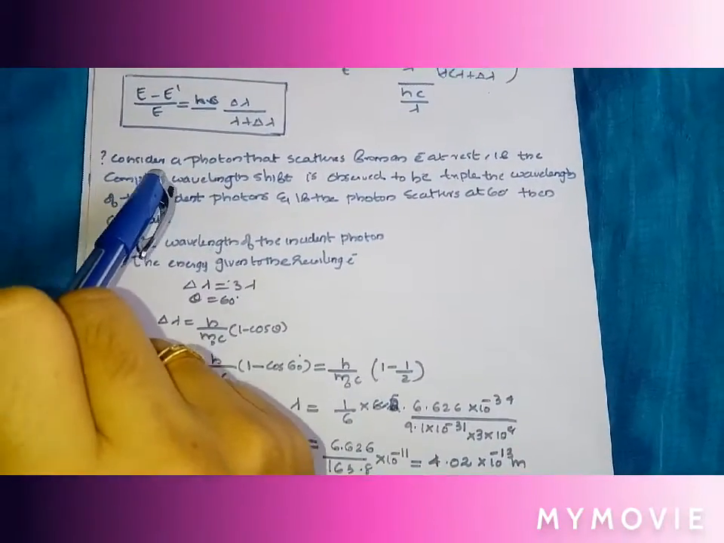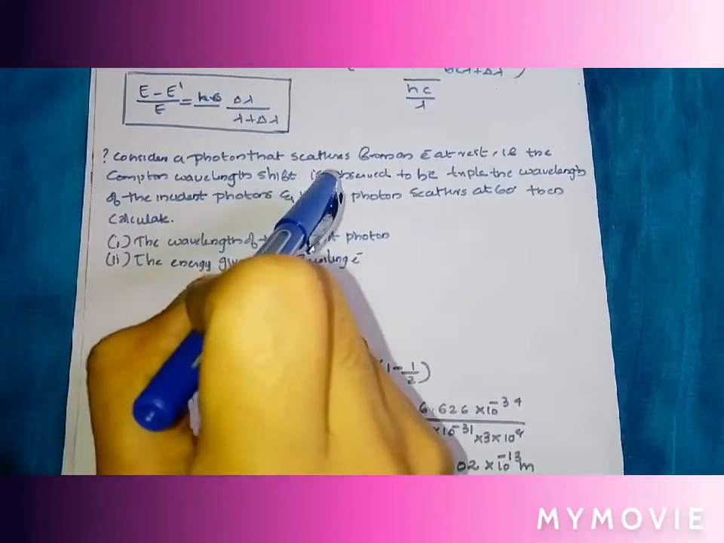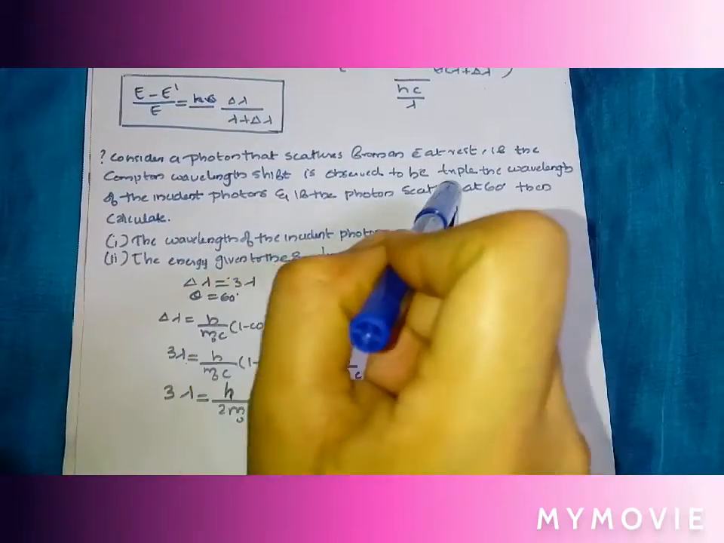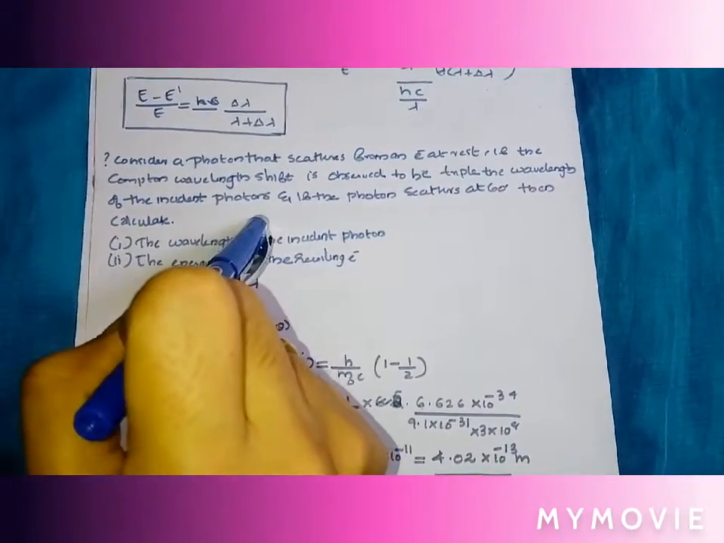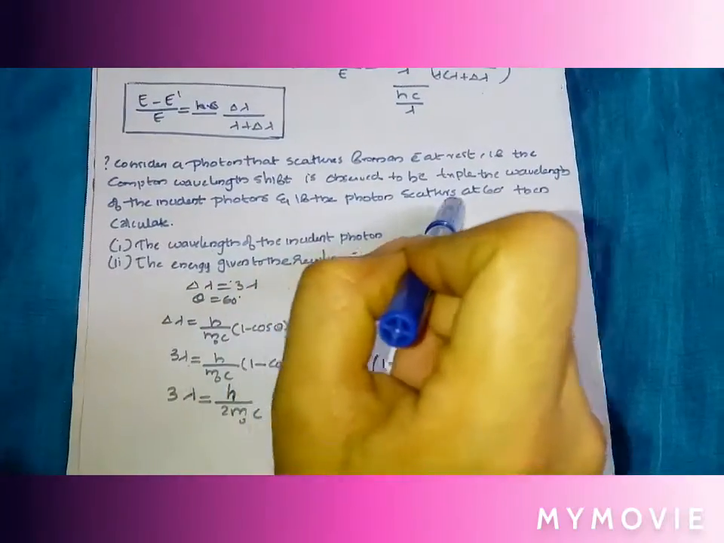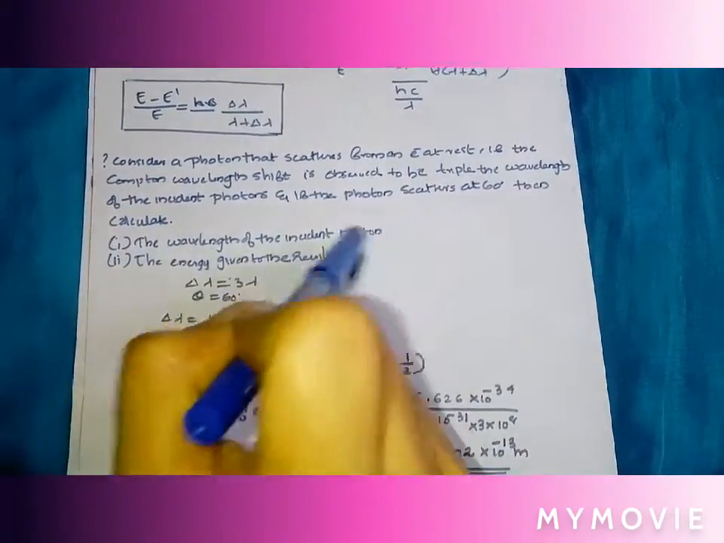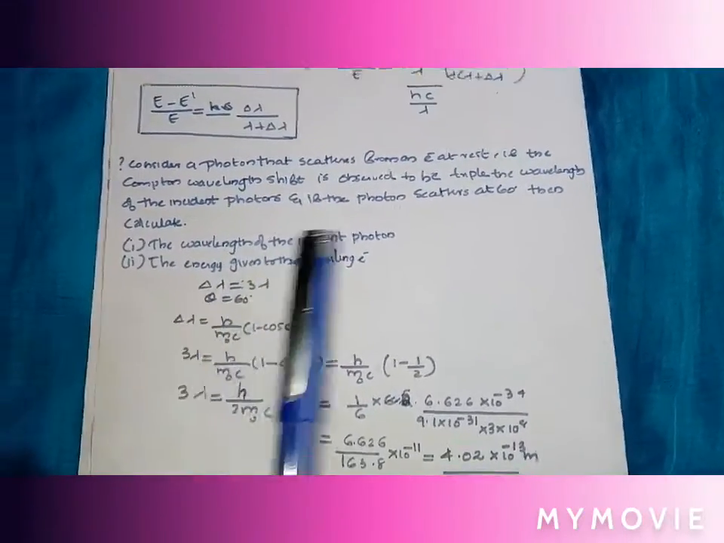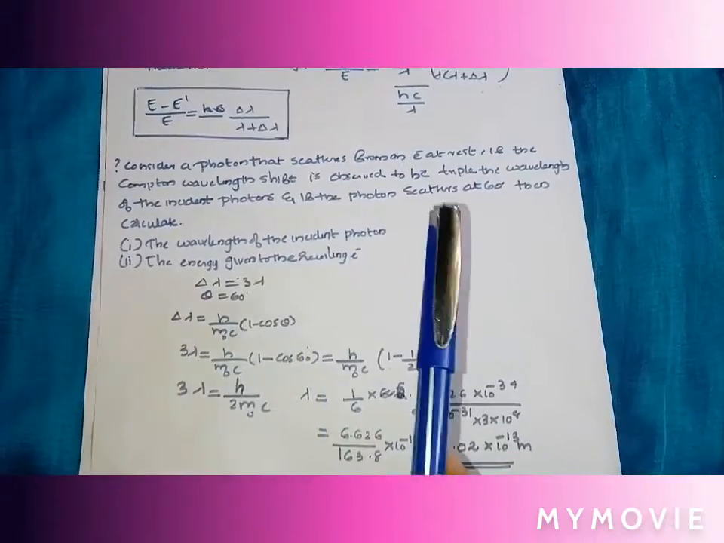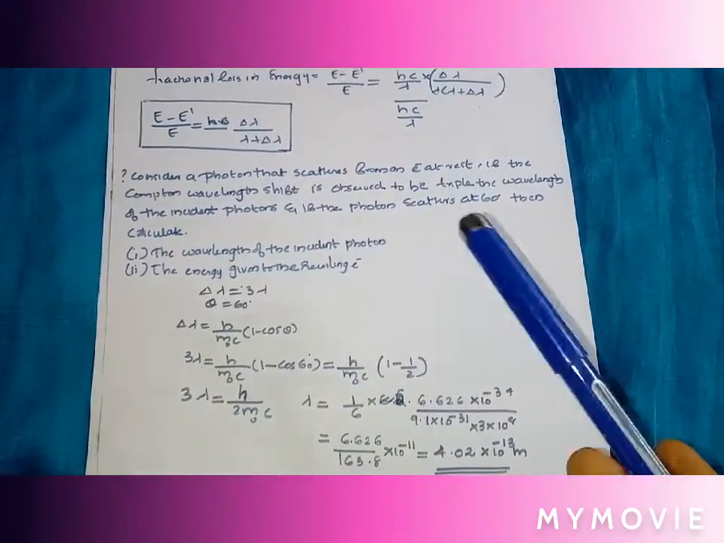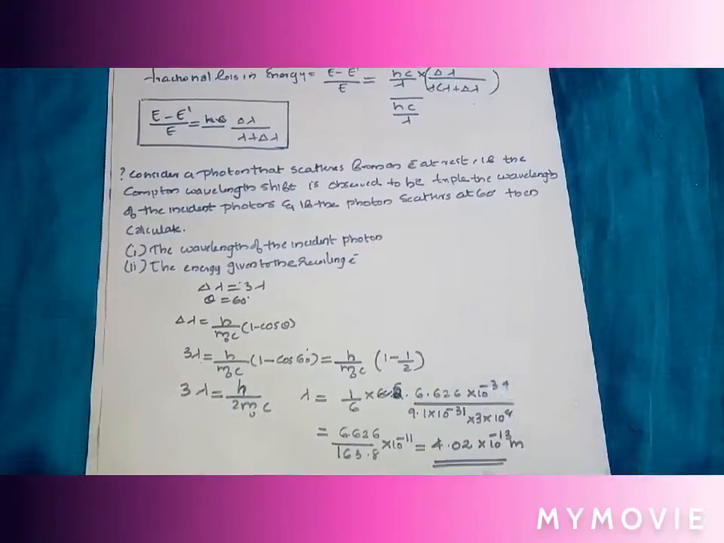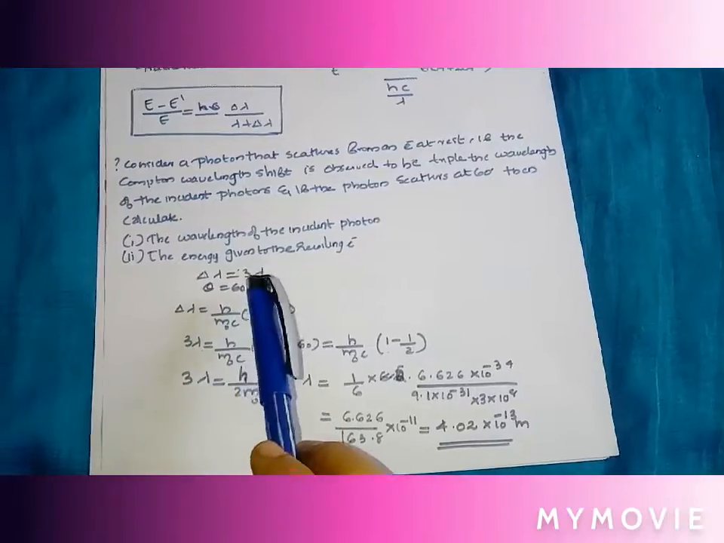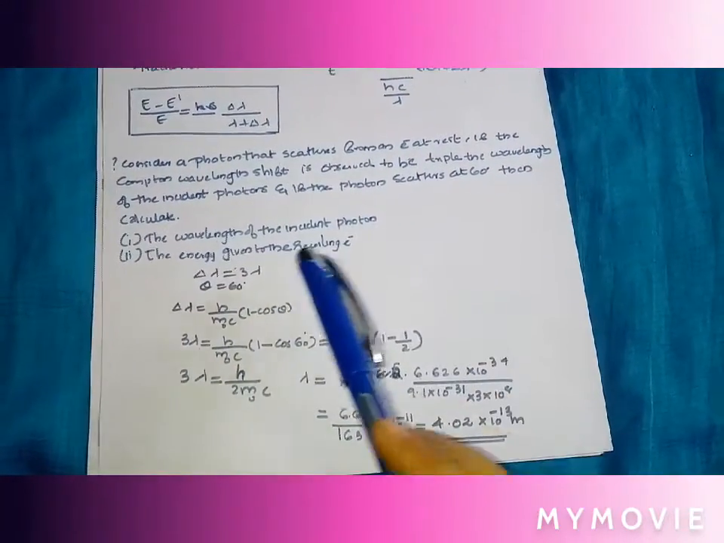Second question: consider a photon that scatters from an electron at rest. If the Compton wavelength shift is observed to be triple the wavelength of the incident photon, and if the photon scatters at 60 degrees, calculate the wavelength of the incident photon and the energy given to the recoiling electron. In the question they have given that the shift in wavelength is 3 times the incident wavelength, that is delta lambda is equal to 3 lambda.